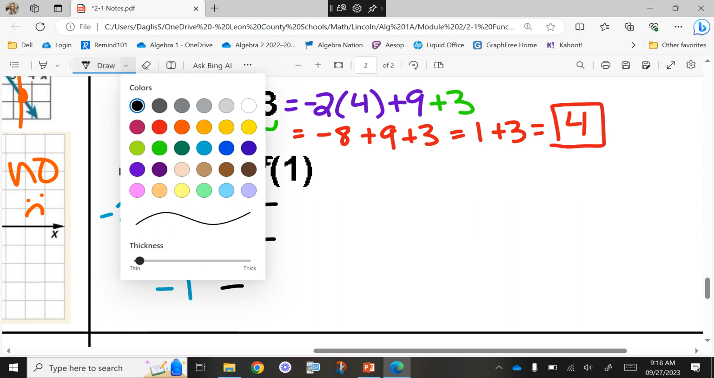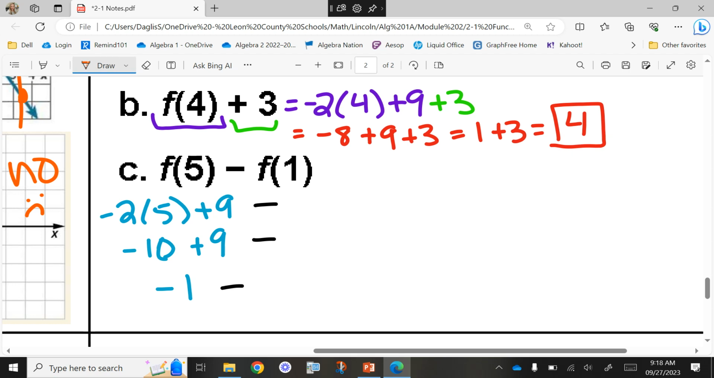And now we're going to subtract from that. Let's do orange. F of 1. So I'm going to do it again, but my x now becomes a 1. So instead of negative 2 times x plus 9, it becomes negative 2 times 1 plus 9. What's negative 2 times 1? Negative 2. Good. And what is negative 2 plus 9? 7.